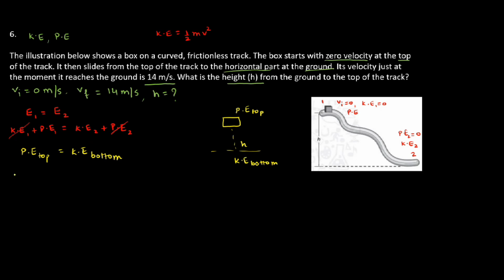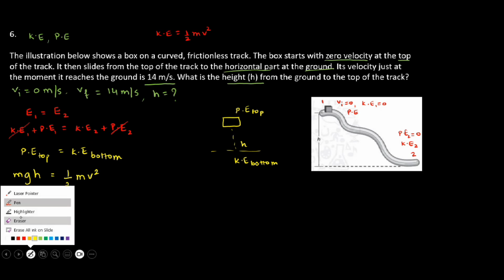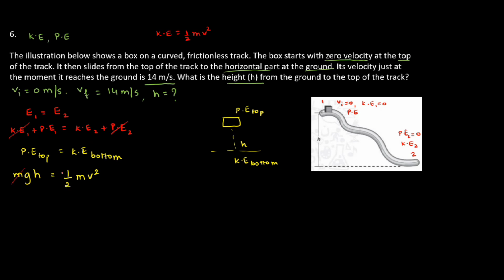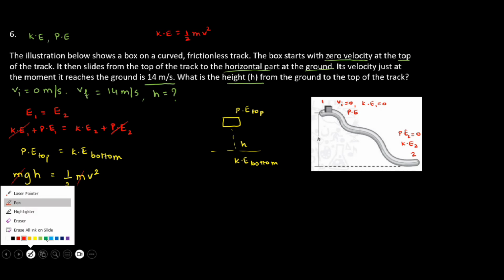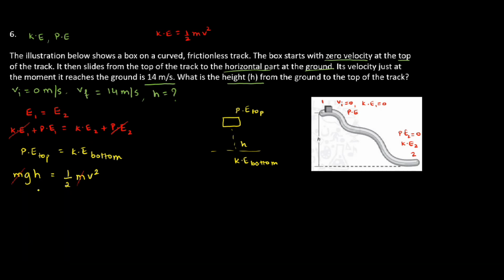Potential energy is given as mgh, equals kinetic energy, which is half m v squared. You can cancel off the m, m and m. I want to find h, so we will divide by g on both sides. If I want to find h, I need to get rid of g, and in order to get rid of g, we have to divide by it on both sides. So I will write h equals half v squared over g.